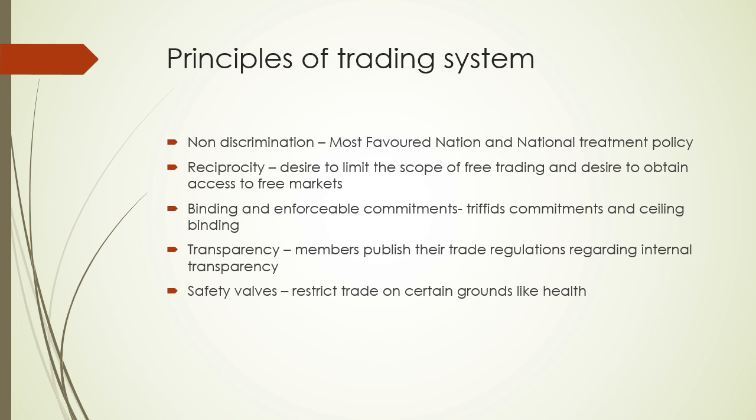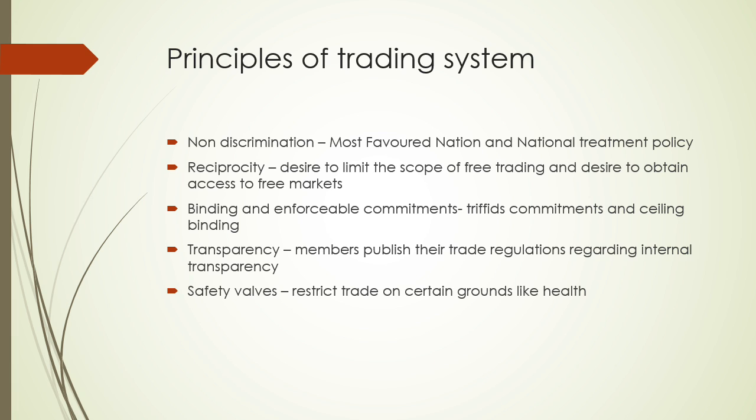Principles of the trading system. One is non-discrimination. It has two things: most favored nation and national treatment policy. MFN, we call it most favored nation. So suppose we give MFN status to one country, we have to treat all the member countries in a similar way. National treatment policy is, if we treat a domestic product in one way and we import a similar kind of product from another country, we should not discriminate against that product. The way you treat the domestic product, in the same way we have to treat this product also.